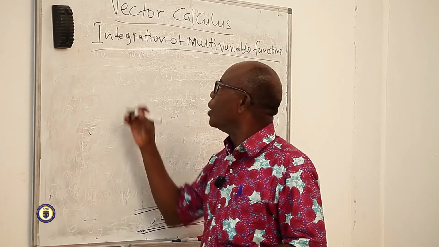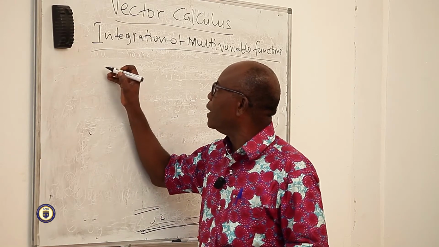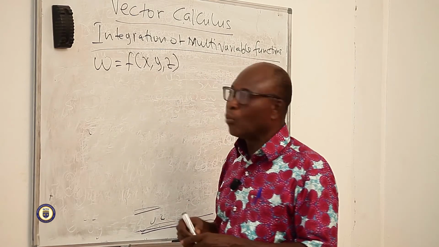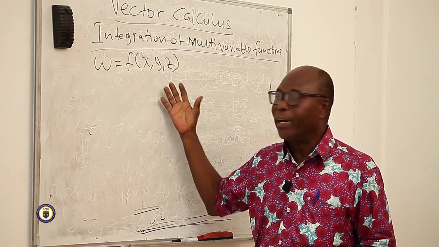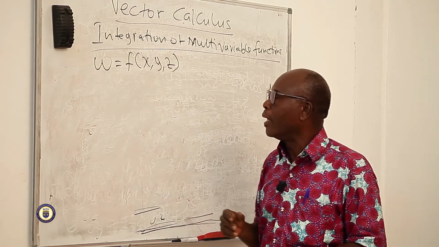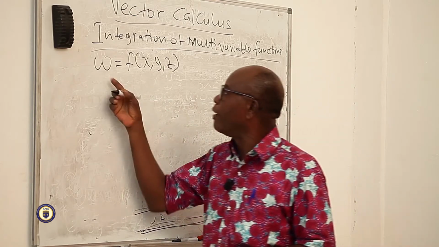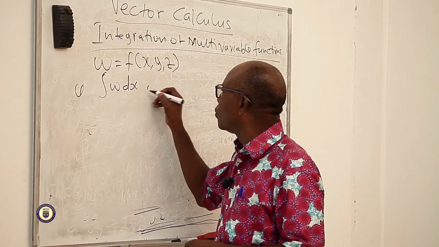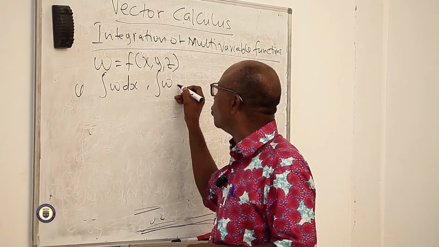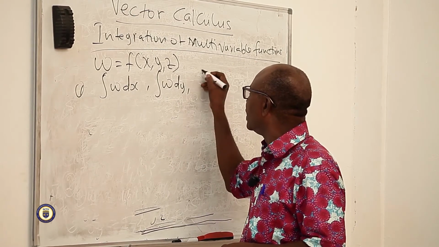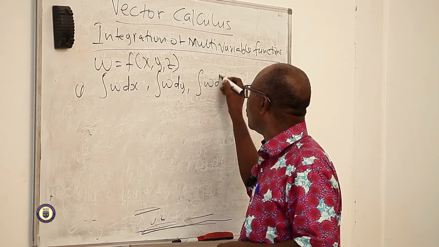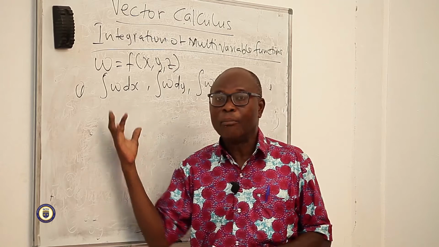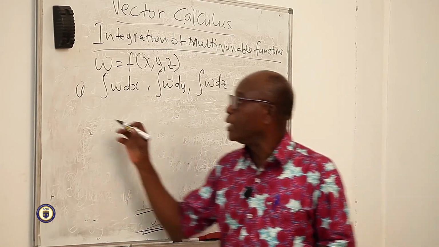So if, for example, we have the multivariable function w, which is a function of x, y, z, it can be 2 or more variables, but we are taking 3 variables. And so we can integrate w with respect to x. We can also integrate w with respect to y. We can integrate w with respect to z. You can also put a partial sign to show that it's a multivariable function, but you can also keep it like this.